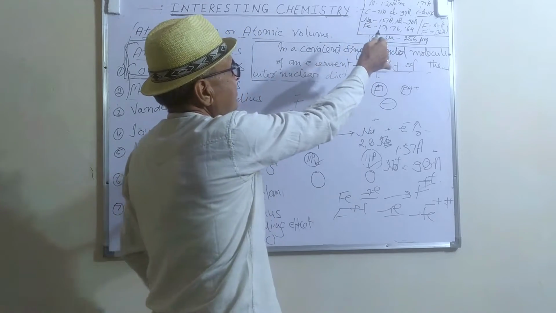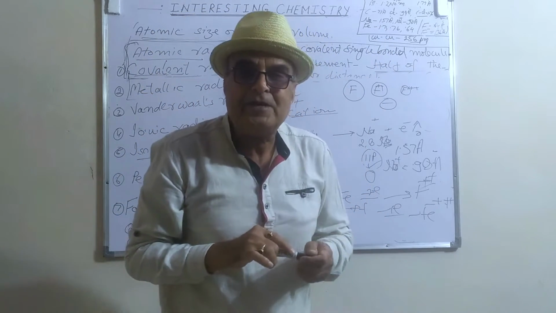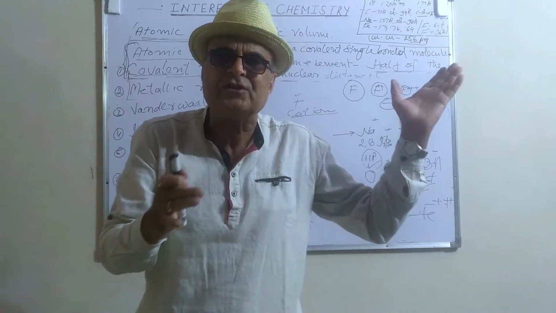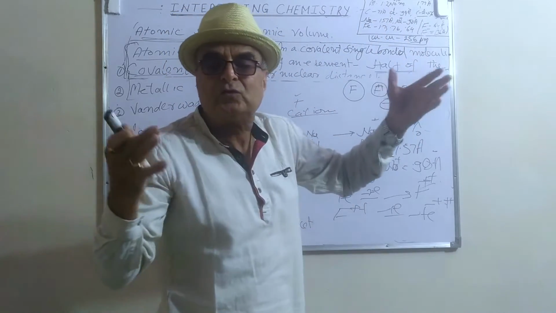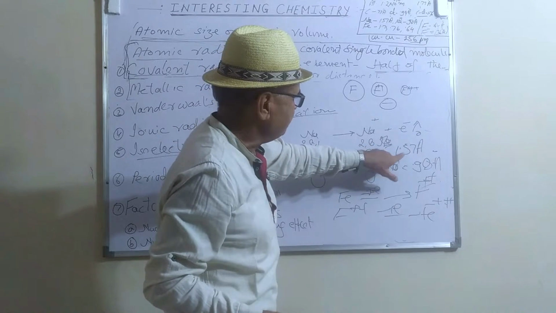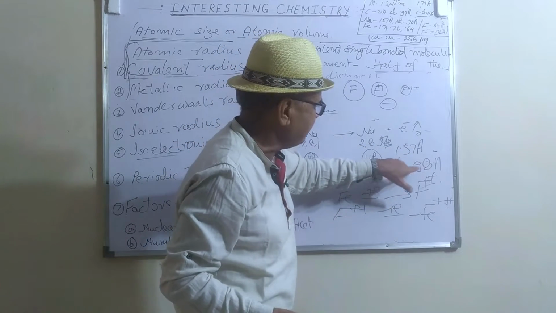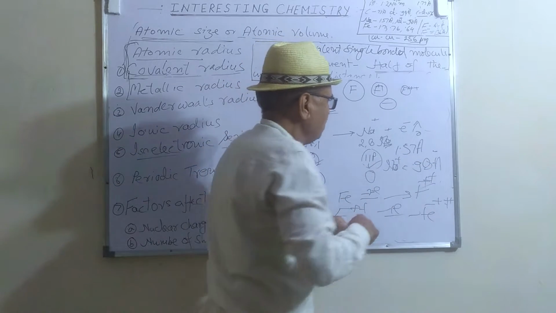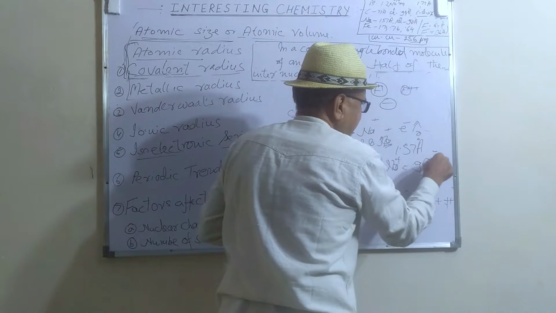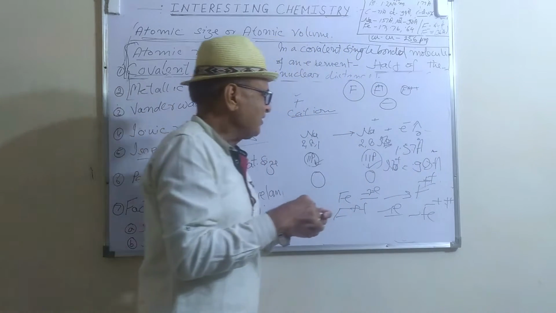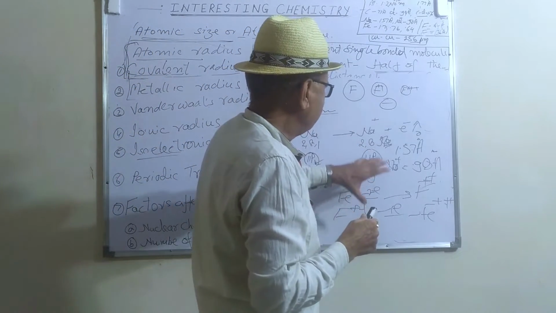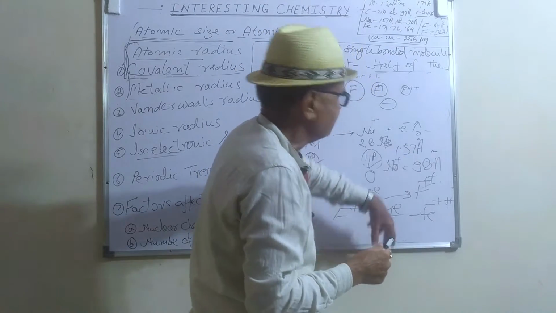I have taken some examples from your book, so it may be changed. You find the difference in this data according to your book. But I am giving the size of the Na. Sodium atom is 1.57 angstrom and sodium positive is 0.98 angstrom. This size is 1.57 and this is smaller.